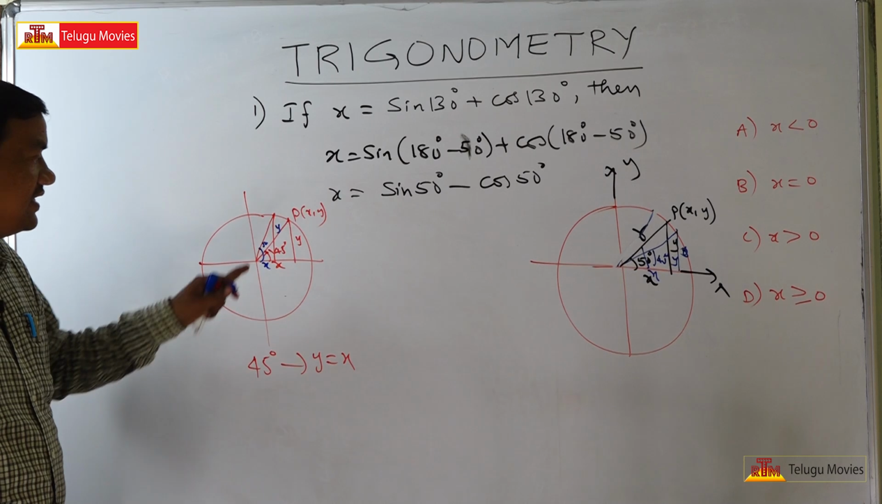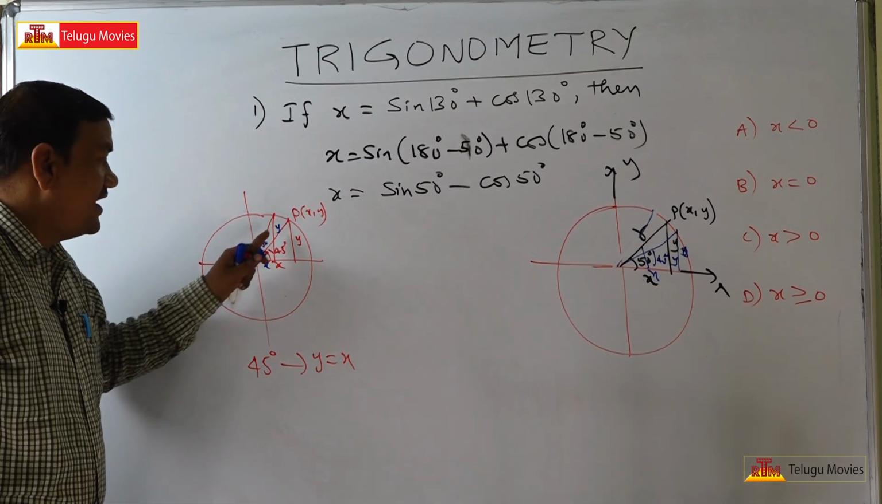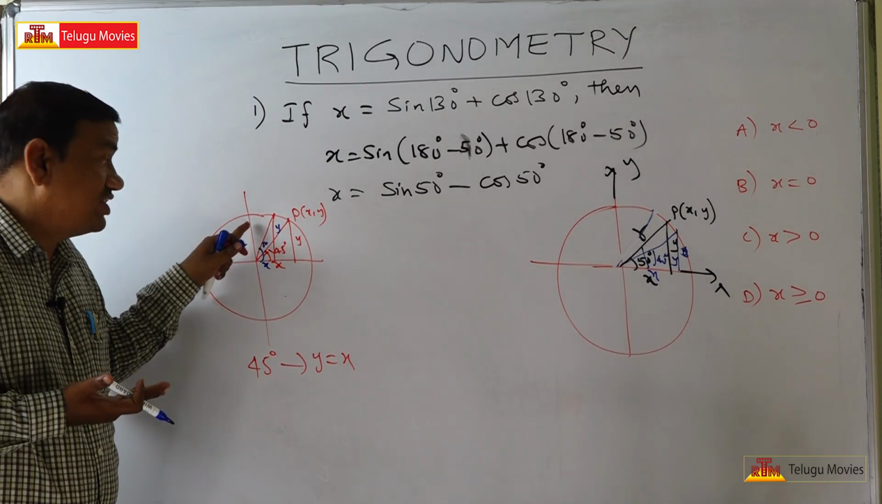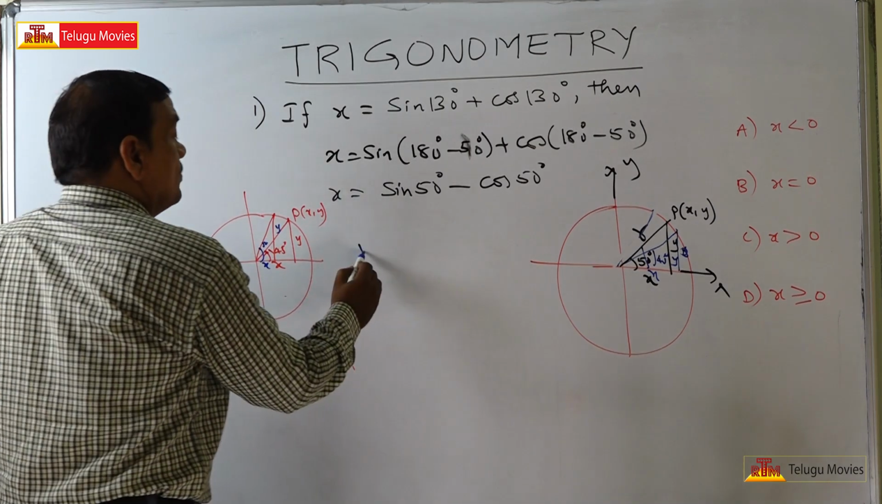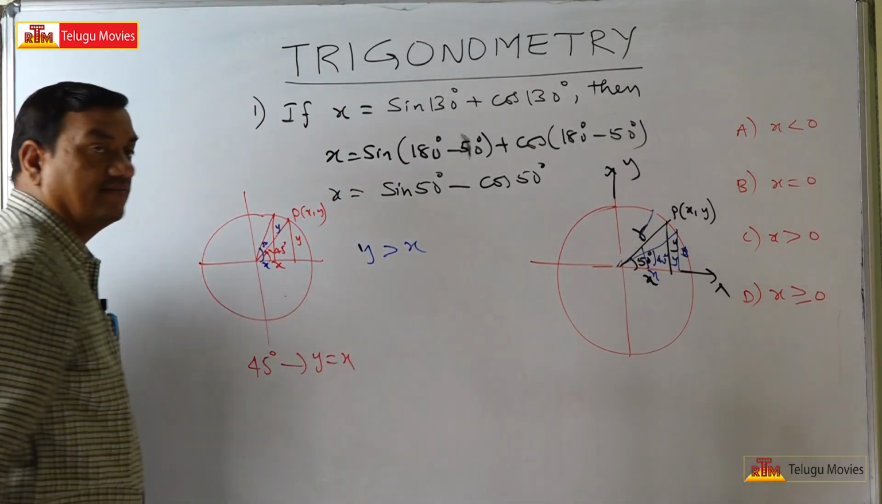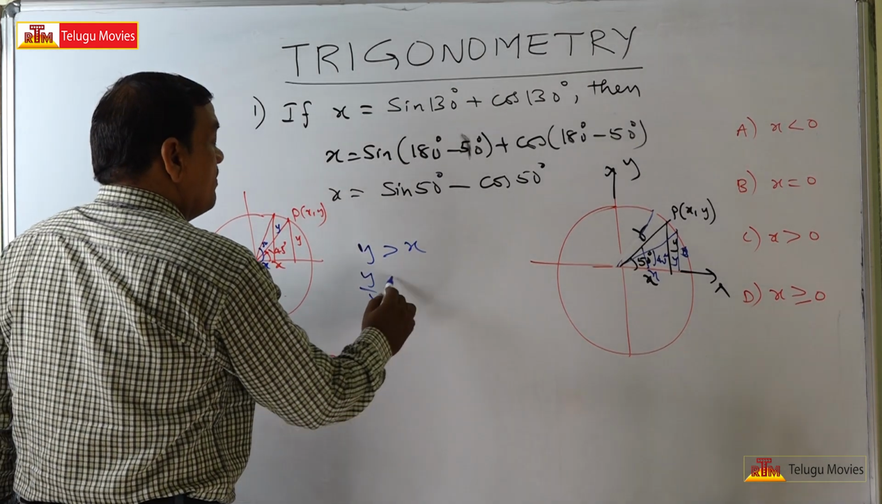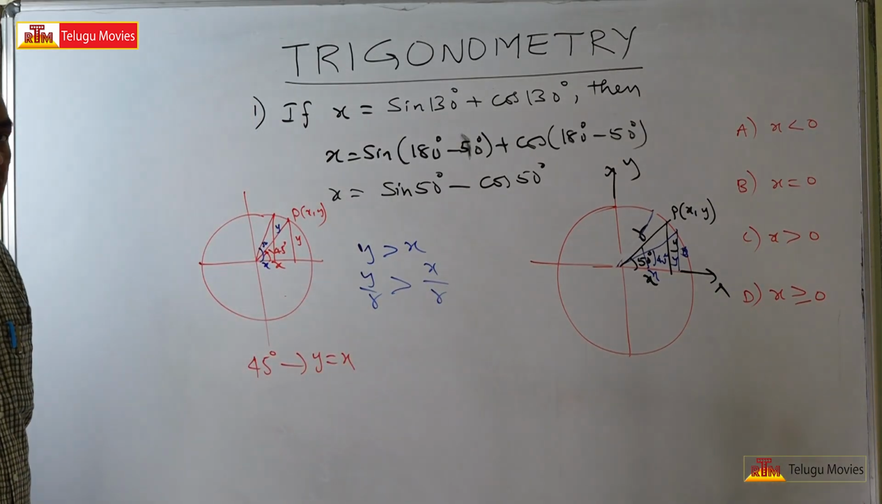Now, what can you say here? y is greater than x. As the angle increases from 45 to 50 degrees, y increases and x decreases. That is, y is greater than x. Understand this? Y greater than x means y by r is greater than x by r. Since r is not equal to 0, we can divide by r, no problem.